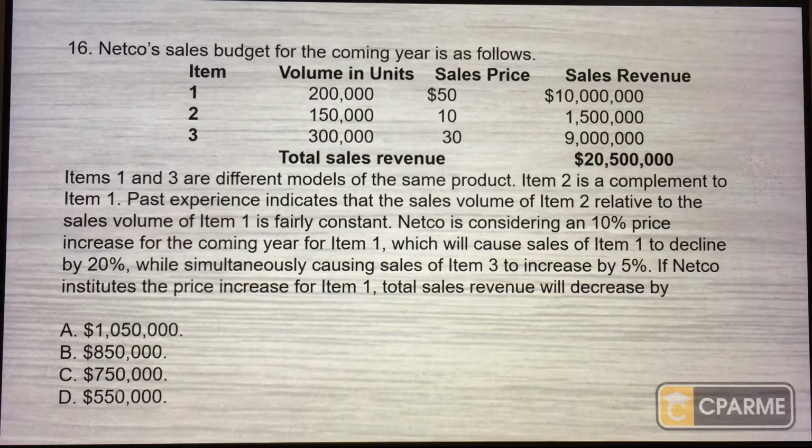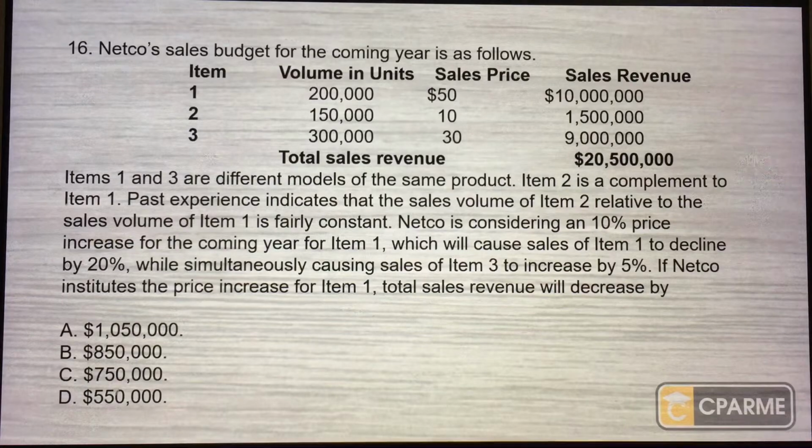So Netco's sales budget for the coming year is as follows. There are three items: item 1, 2, and 3. The volume in units is 200,000, 150,000, and 300,000 units for items 1, 2, and 3. The sales price is 50, 10, and 30, and then the sales revenue is 10 million, 1.5 million, and 9 million, total 20.5 million. So these are the scenarios or additional information.